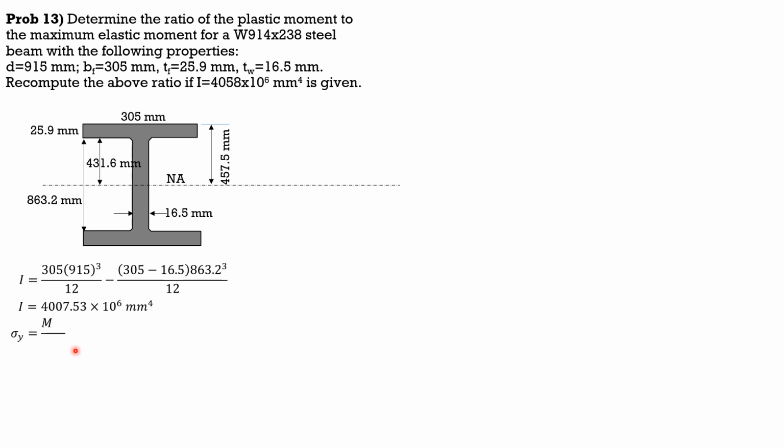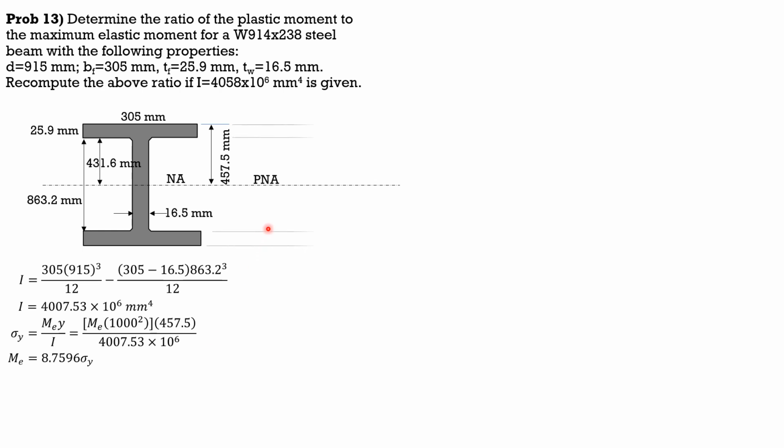So sigma y equals M E elastic times y over I, where y is 457.5 to the extreme fibers. So times 1000 square, assuming ME is in kilonewton meter, divide by moment of inertia 4007.53 times 10 to the 6. So ME in terms of sigma y, cancel out 1000 square and 10 to the 6, is equal to 8.7596 of sigma y kilonewton meter.